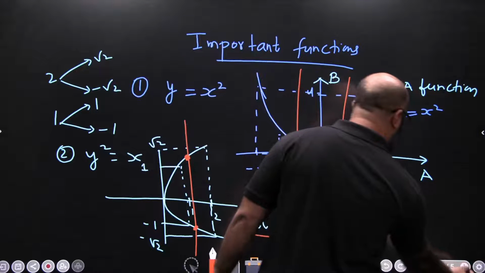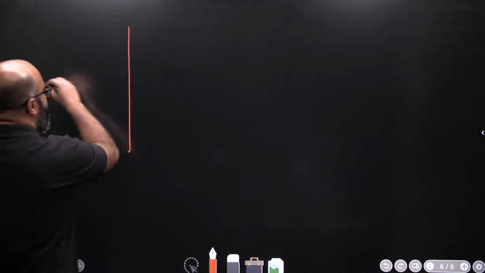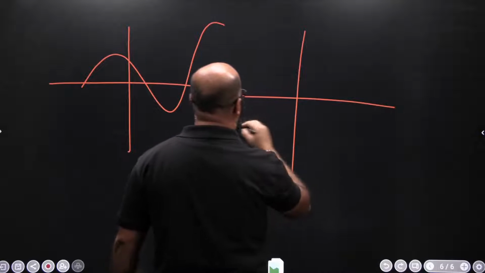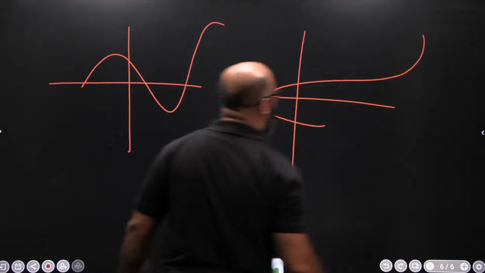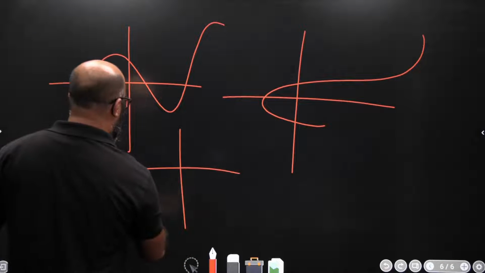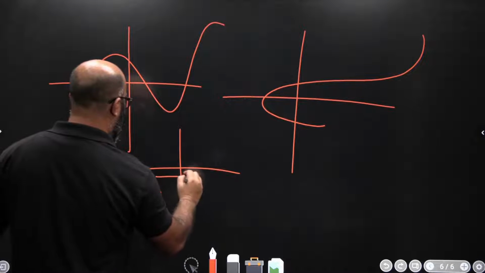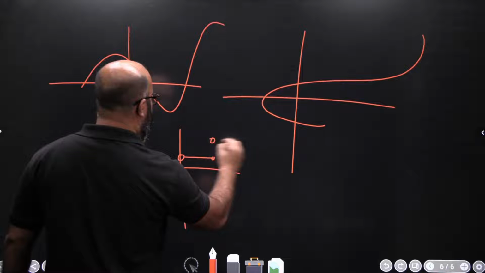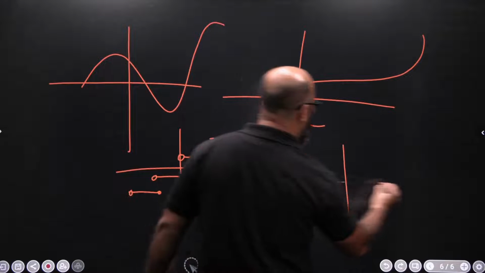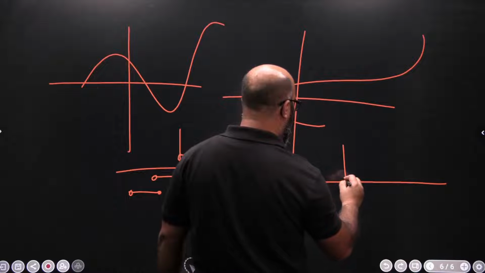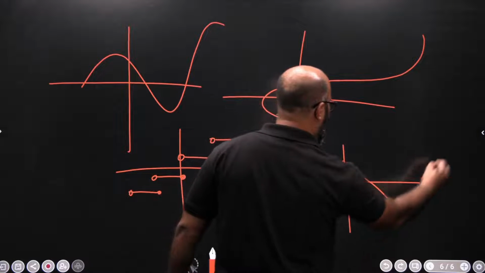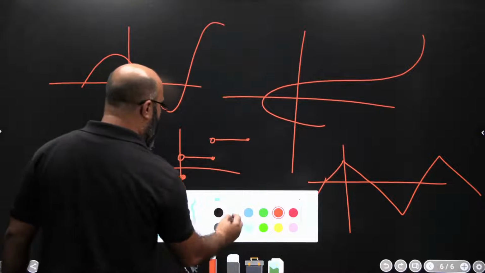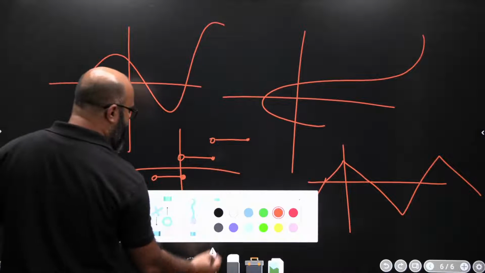So if I draw a few graphs before you, like this graph, another graph is this one, another graph is this one. Random graphs I am drawing just to check whether you caught the concept of a function or not. So this is another graph. Whether they are functions or not, we will simply draw a line parallel to y-axis in all such cases.